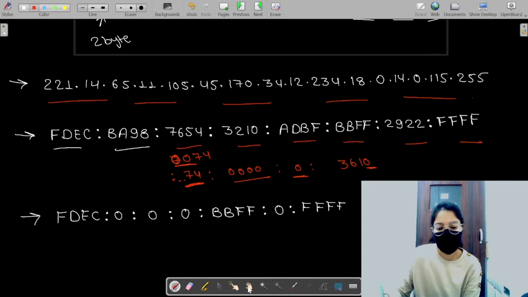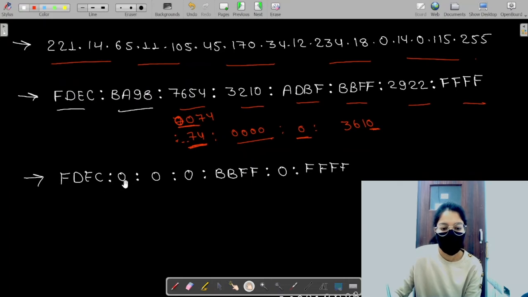And this is one example here. We can see we have a number written like 0000. That means we have four zeros here: four 0, four 0, and four 0. This is the zero compression form.